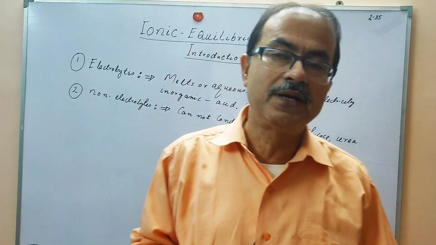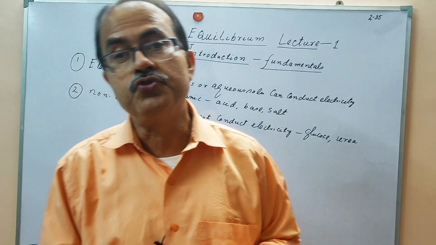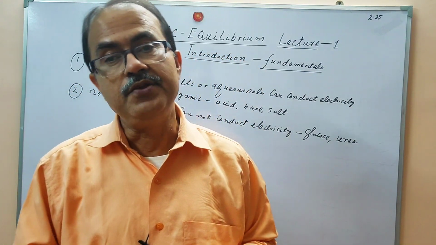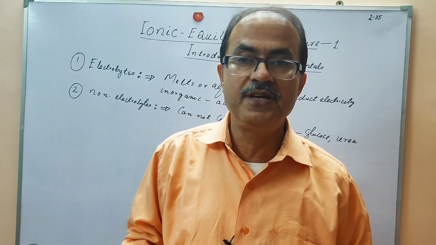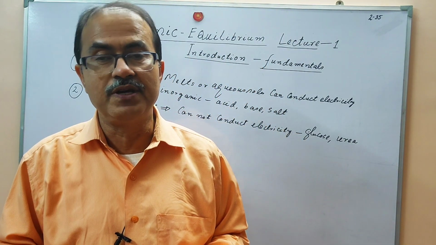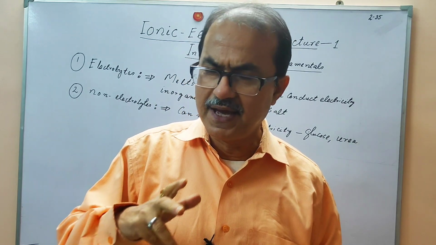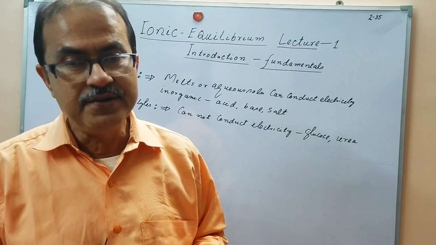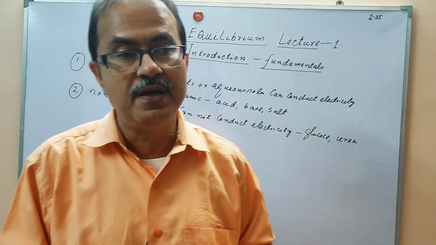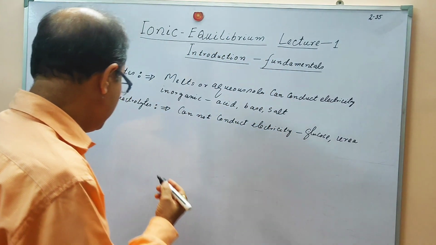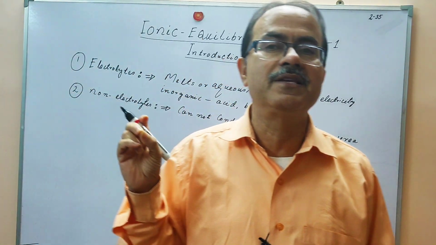The strong electrolytes are those electrolytes which are completely dissociated into their constituent ions. As for example, HCl. HCl acid is a strong electrolyte, that it can easily ionize, separating from each other. And in the aqueous solution of HCl, what we find is the H+ ion and Cl- ion.